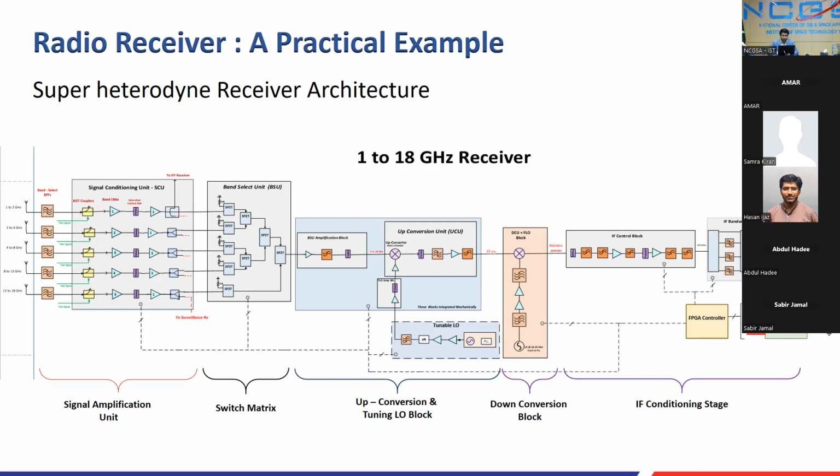and you can see the input is 1 to 18 gigahertz. The architecture is superheterodyne. The 1 to 18 gigahertz band is divided into octave bands. By octave bands, I mean that the first one is 1 to 2 giga. Then there is 2 to 4, then 4 to 8, then 8 to 12, then 12 to 18.